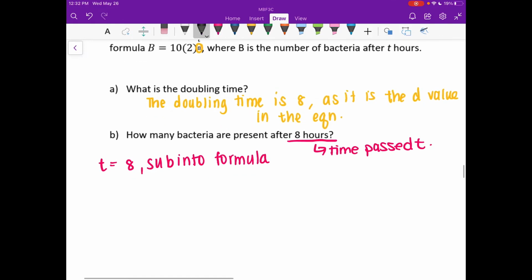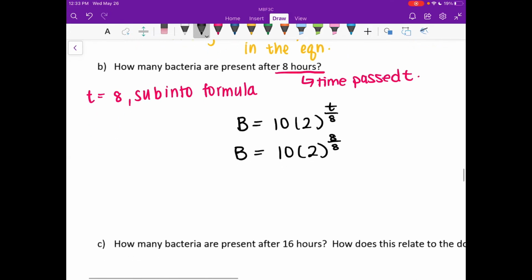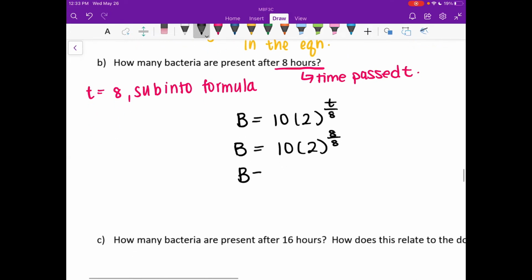So let's go do that. We have B is equal to 10 times 2^(T/8), right? And let's just plug in our T value: 10 times 2^(8/8). Always simplify your exponents first. So I'm left with 8 divided by 8, which is just 1.